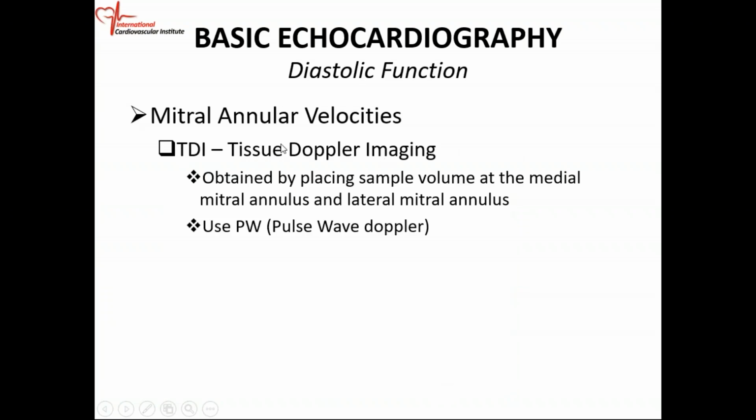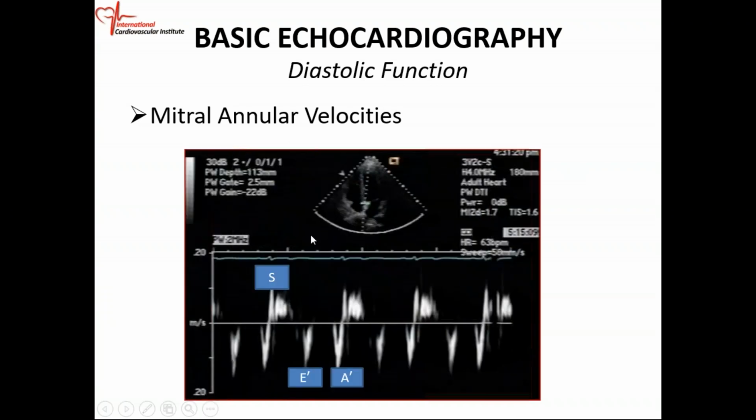Tissue Doppler imaging is very important when we're doing diastolic assessment. It is obtained by placing the sample volume at the medial mitral annulus and the lateral mitral annulus, both. You're going to use pulse wave Doppler. It's a pulse wave Doppler measurement. So four-chamber view is on top. The mitral annulus is here, medial mitral annulus. You get your S prime because the base of the heart moves up towards the apex. So you get your S prime.